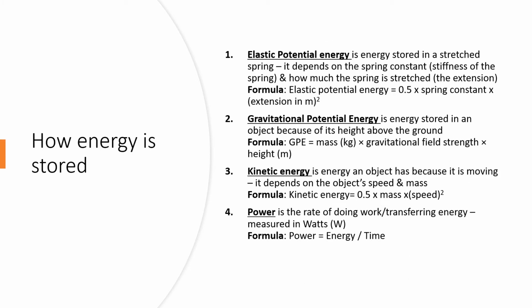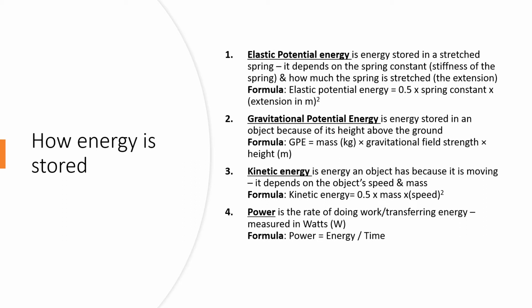So, how energy is stored. These are the 4 main ways energy is stored, but we will be looking at more in the coming slides. Elastic potential energy is energy stored in a stretched spring. It depends on the spring constant, the stiffness of the spring, and how much the spring is stretched, the extension. The formula for this is elastic potential energy is half times spring constant times extension in meters squared.